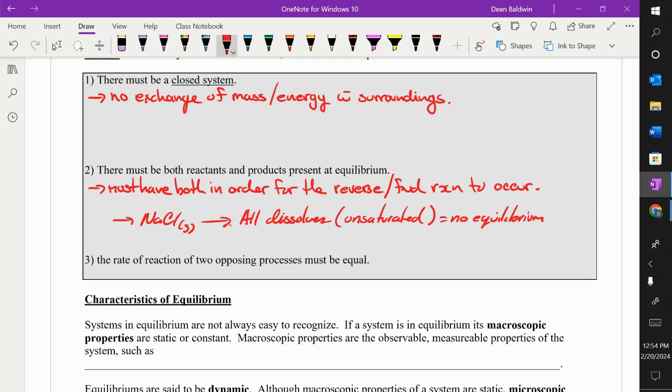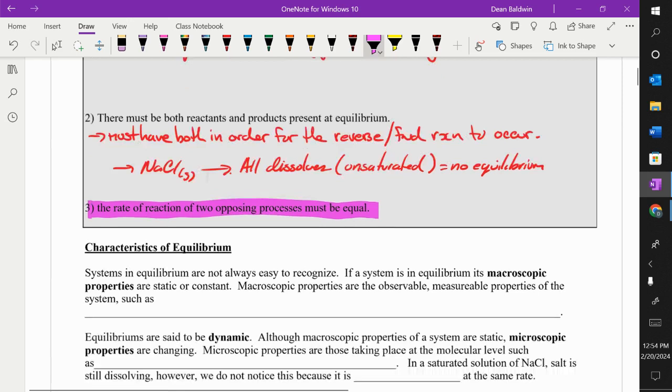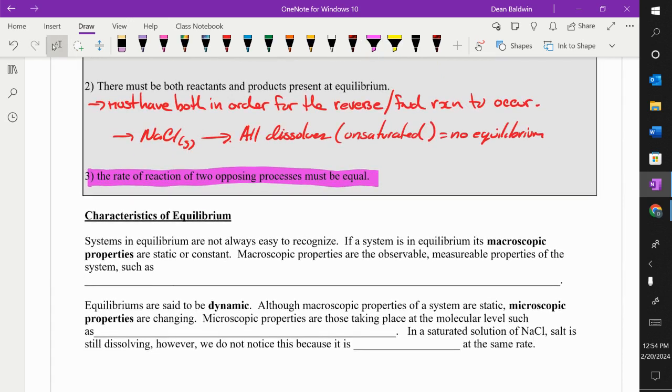And then the third thing, I've already said it 3 times, the rates of the two opposing reactions, the forward and the reverse, have to occur at the same rate. Okay, so if the forward is happening at 2 moles per second, the reverse has to be 2 moles per second for it to be at equilibrium. Okay, this one, students forget this one all the time. It's all about the rate of the reaction. It's not about concentrations.